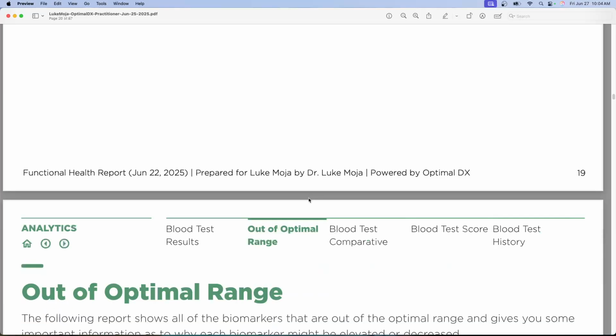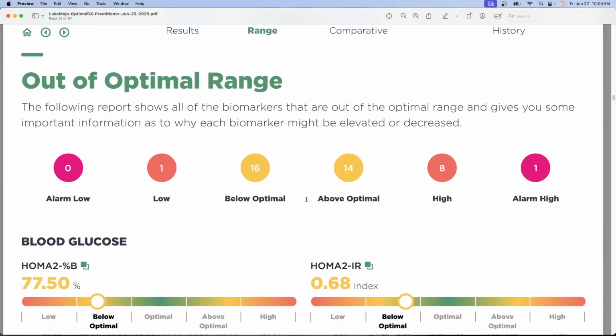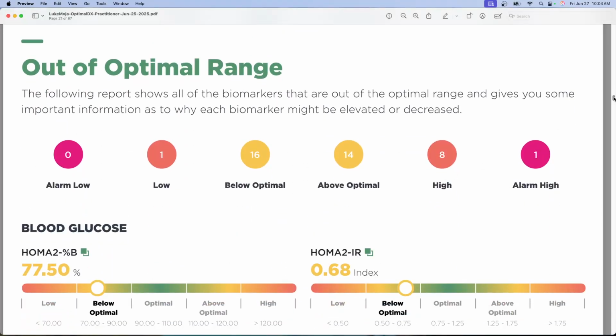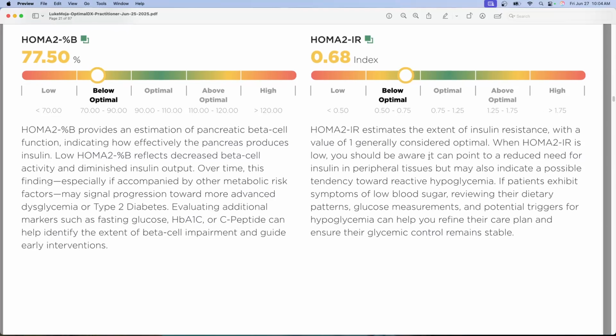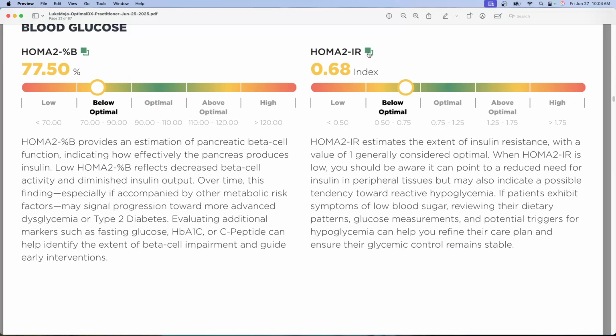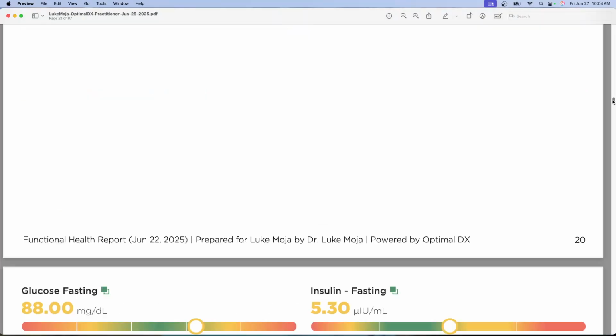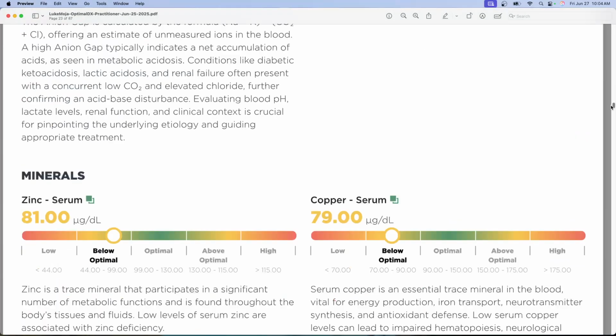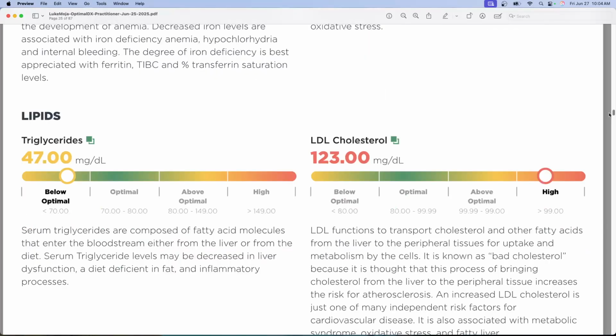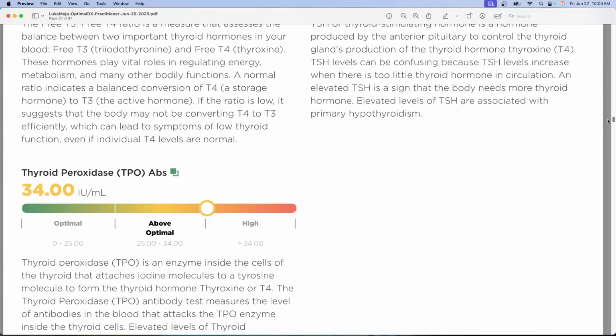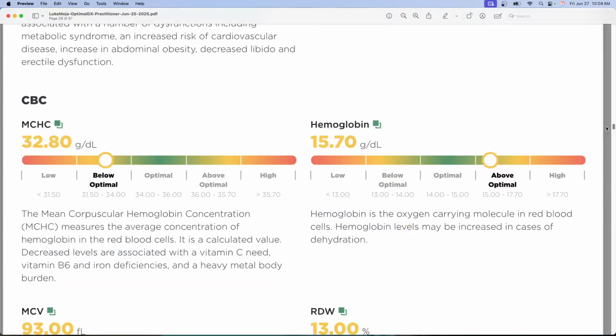All right, so that's the end of all the markers there. Again, it gives us a lot more information here. This gives us a breakdown of everything that was out of the optimal range and gives us an explanation. So when we click on those green boxes, this is what it takes you to down here. It gives you more of an explanation with that. So if we go through all that, down here.